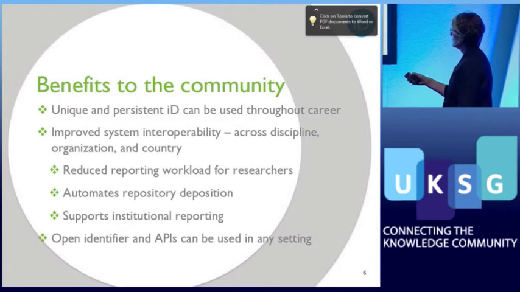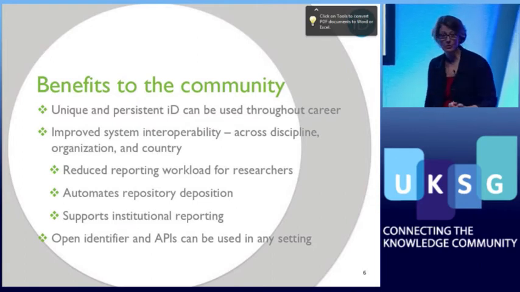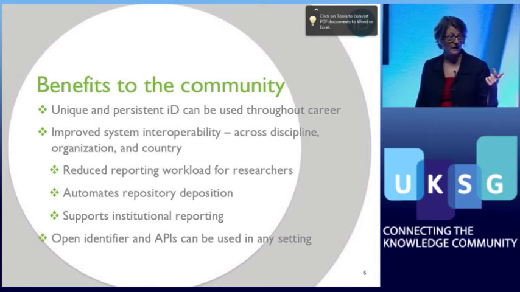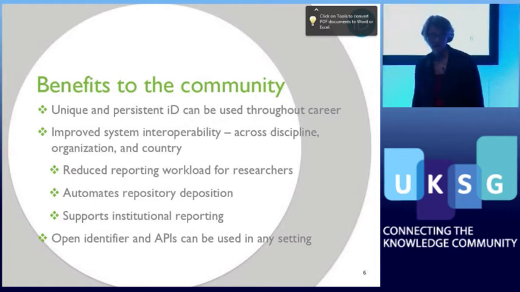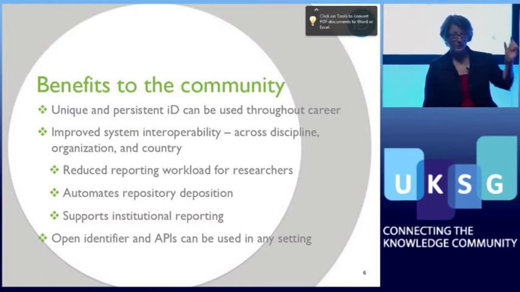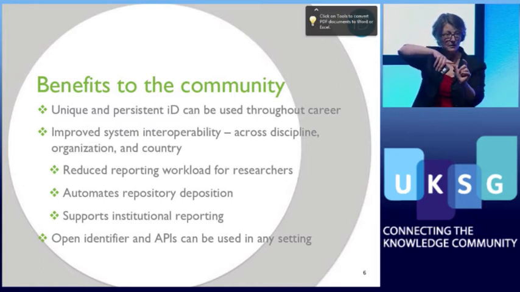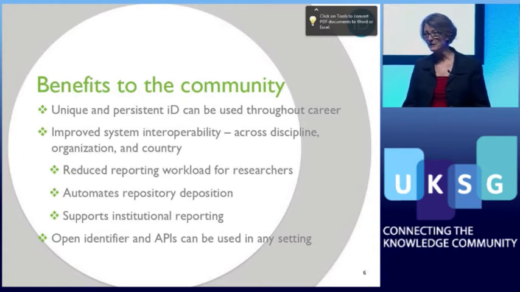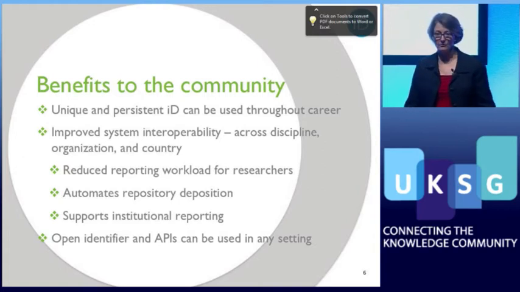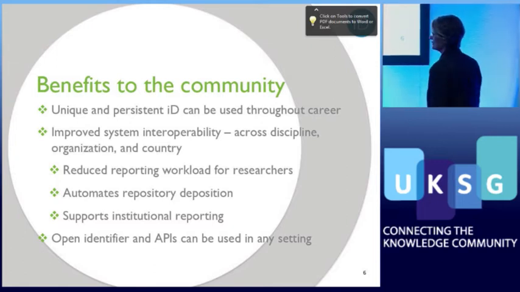With improved system interoperability, the goal is reduced reporting workload for researchers, for institutions, for funders. Everybody benefits from this. It can automate repository deposition. If we include the ORCID identifier when a person submits a manuscript or a data set, that can come back to update the ORCID registry, and that can then flow into the repository. A lot less time spent working with individuals, working with messy data sets. You can just grab it straight from the registry. It can also support institutional reporting.